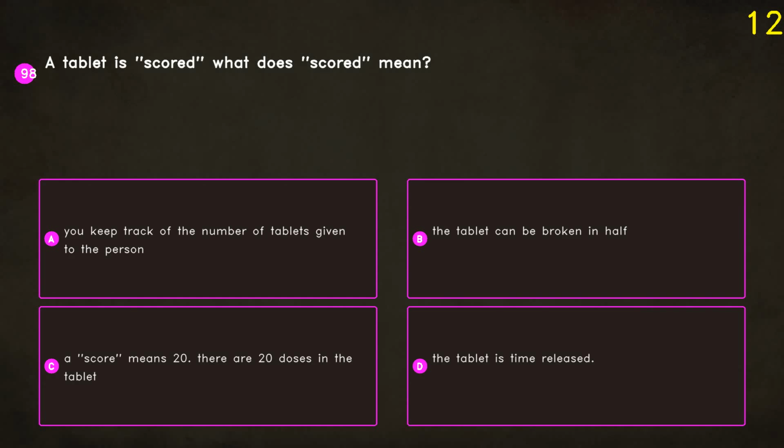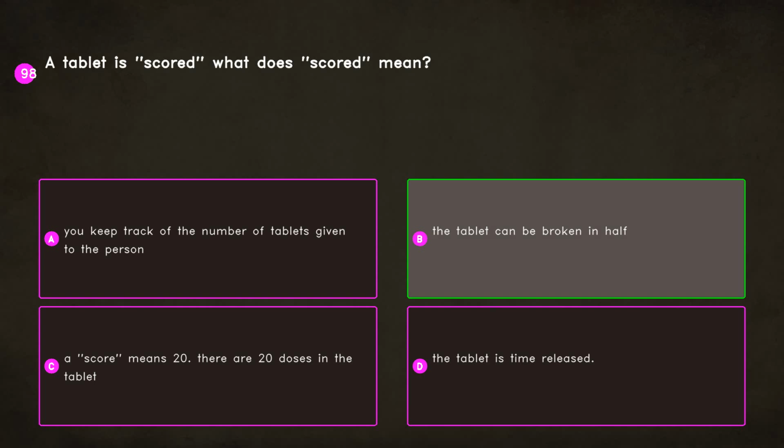Question 98. A tablet is scored. What does scored mean? A. You keep track of the number of tablets given to the person, B. the tablet can be broken in half, C. a score means 20, there are 20 doses in the tablet, D. the tablet is time released. The correct answer is the tablet can be broken in half.